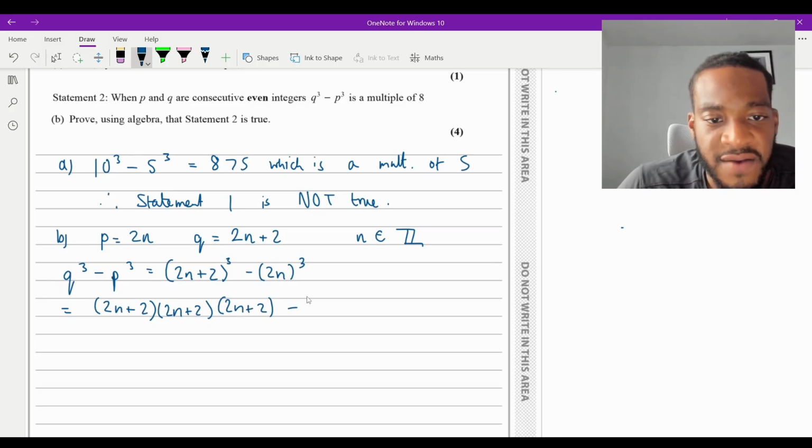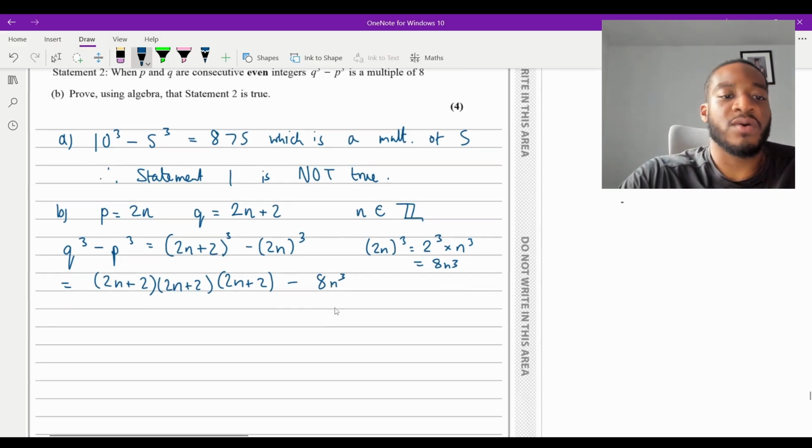And then this is going to give me, if I cube that, then I'll do it here. 2n all cubed is the same as 2 cubed times n cubed, isn't it? 2 cubed is 8, so that's just 8n cubed. So that's 8n cubed over there. So that's fine, that's done. I need to work out what this is.